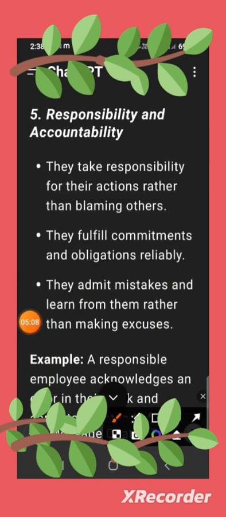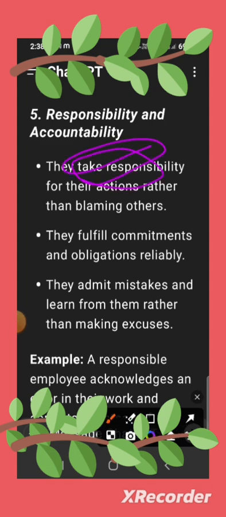Responsibility and accountability. They take responsibility for their actions rather than blaming others. They fulfill commitments and obligations reliably. They admit mistakes and learn from them rather than making excuses. Example: a responsible employee acknowledges an error in their work and corrects it instead of blaming a colleague.